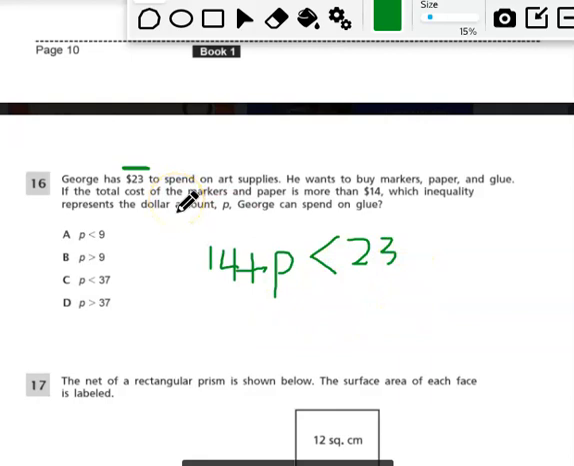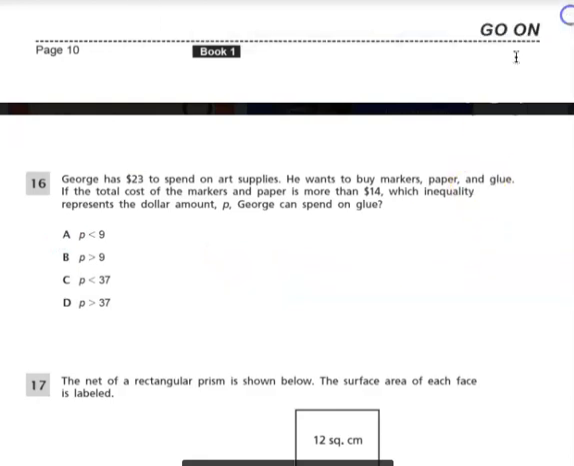So Dridi, Sarah, you guys are correct when you say your answer is A. Not B, because p is not greater. You cannot spend more than $22. So that's what it is. The most you could spend is 9. You guys are right. Go to the next question.